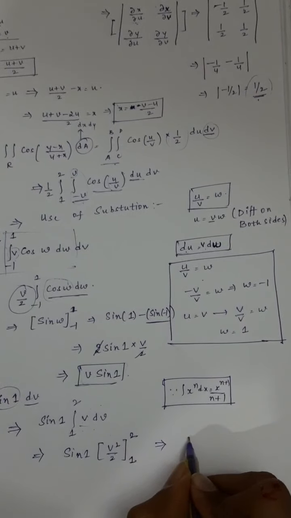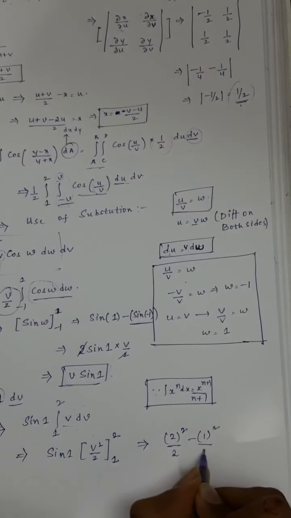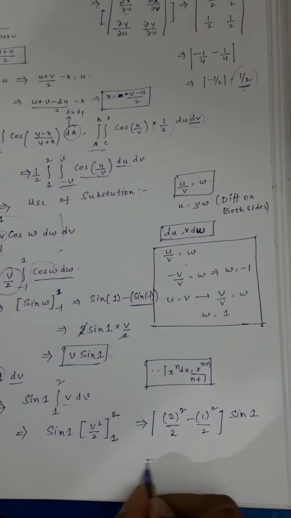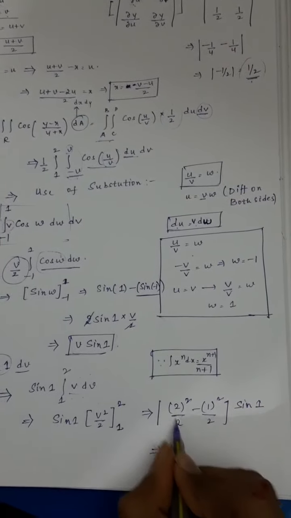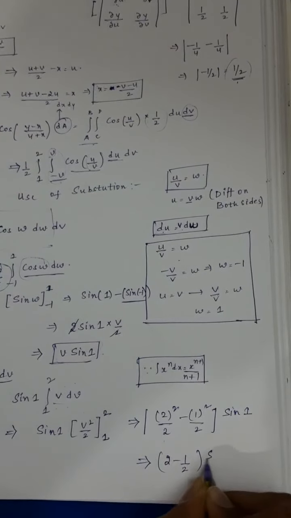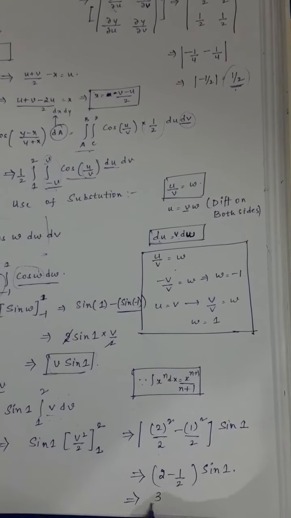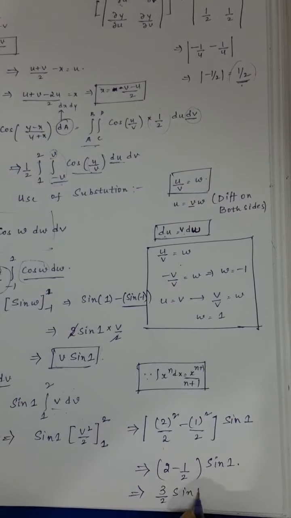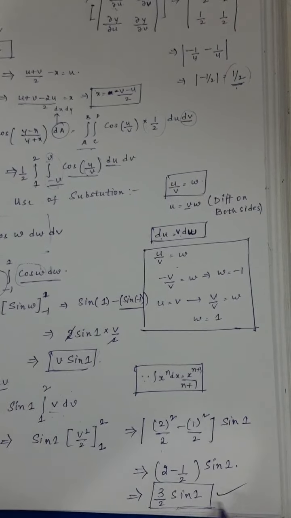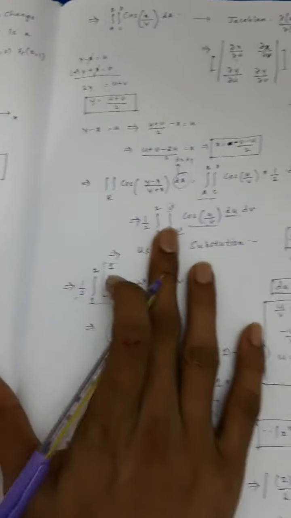So this would be 2 square by 2 minus 1 square by 2, into sin 1. So this would be 4 by 2, which is 2, minus 1 by 2, times sin 1, which would finally be 3 by 2 times sin 1. Since 2 minus 1 by 2 is 3 by 2, the final answer is 3 by 2 sin 1, which would be the value of the double integral.